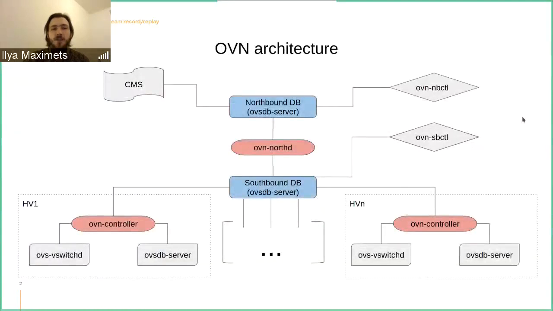Let's take a quick look at the OVN architecture. Here we have several hypervisors, several OVN controller processes, OVN NorthD, and two databases, southbound and northbound, served by OVSDB servers.